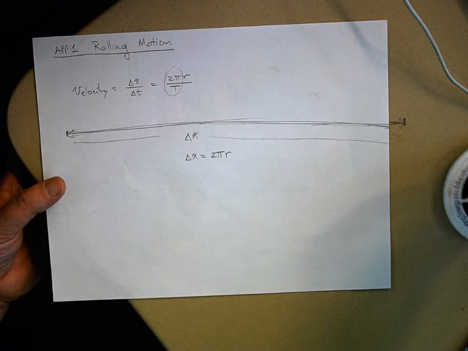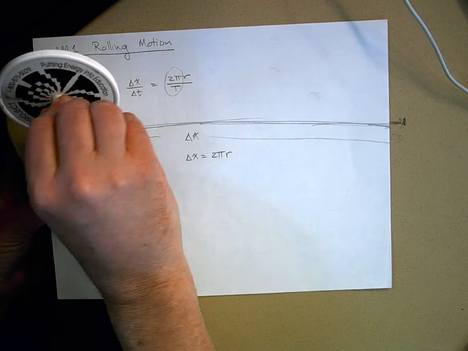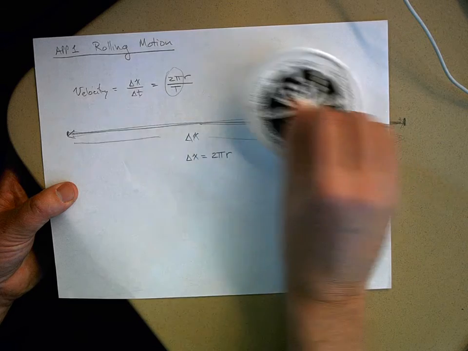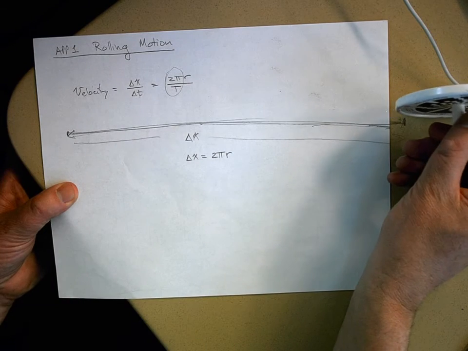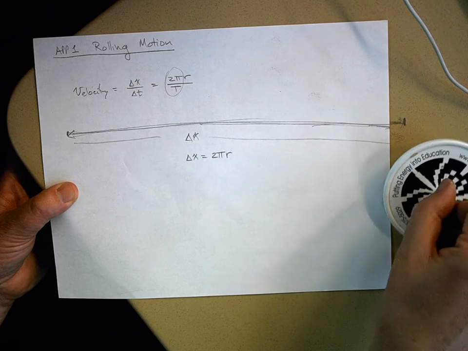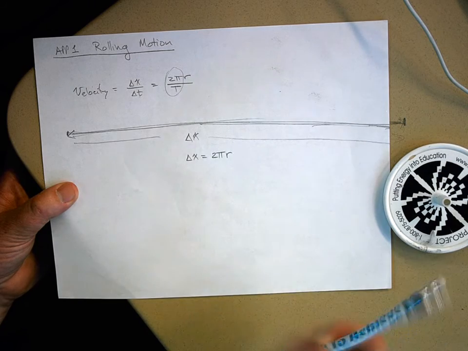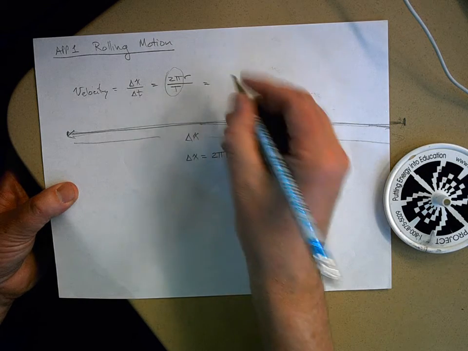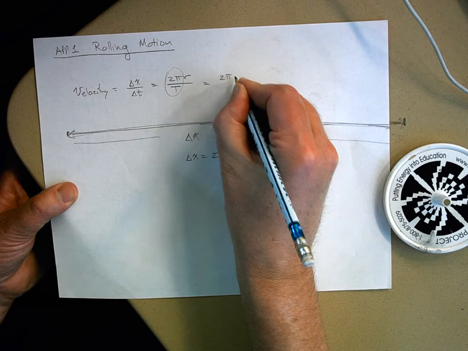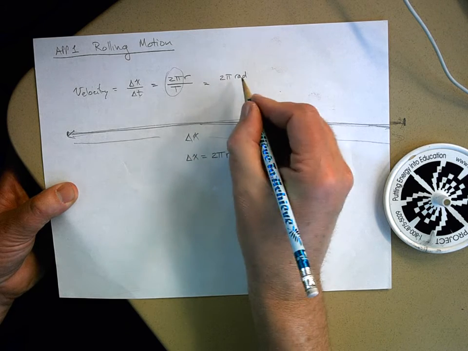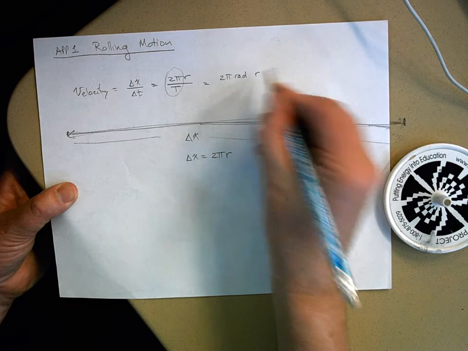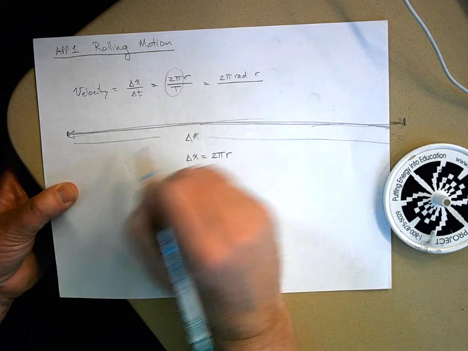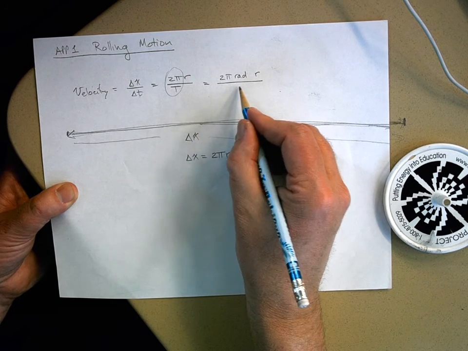Now, okay, let me ask you this. How many radians did this thing go through? It went through one complete rotation, which is 2 pi radians. So I'm going to rewrite this as 2 pi radians times r over the period.